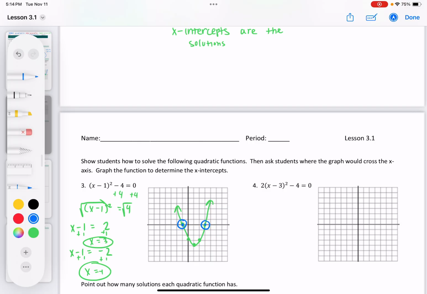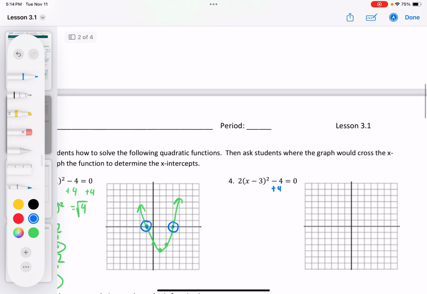So on this one, again, we cannot get rid of the square root until everything around it is on the other side. So our first step is going to be to add the 4 over because it's the farthest away. We're left with 2x minus 3 squared equals 4. And then, again, we can't square root until the 2 is gone, so we divide by 2 to get rid of the 2. We get x minus 3 squared equals 2. And finally, we can square root things.